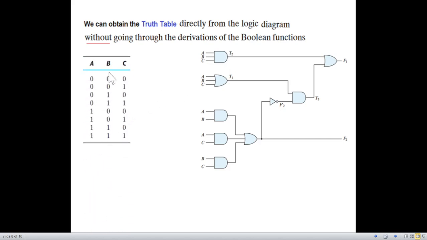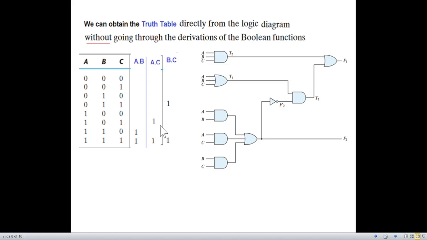Okay, so 3 inputs. We have these 3 inputs written, and for 3 inputs we have 2 raised to the power 3, that means 8 options. So we have written them. Okay, and now we start from here. So A dot B, A dot B. Now since this is an AND gate, the output will be 1 only when A and B are 1. So here only A, B are 1, here A, B are 1. So we write 1, 1. The remaining we should have written 0, but just to avoid clutter, I'm keeping them blank.